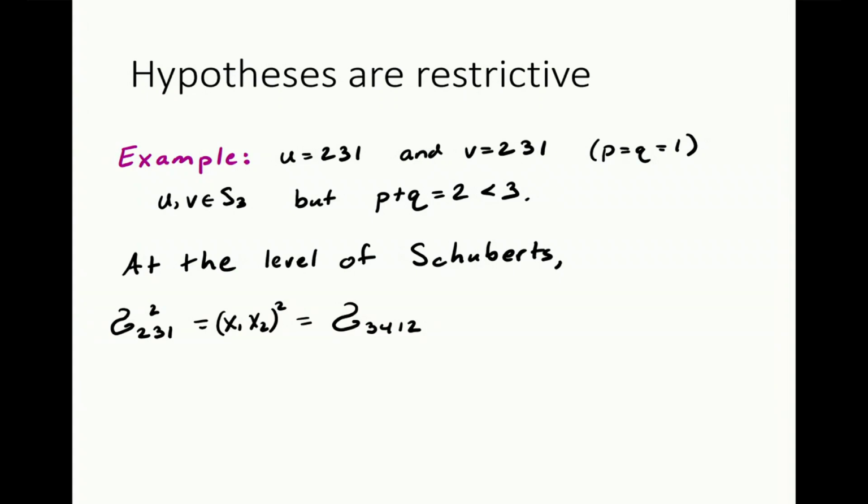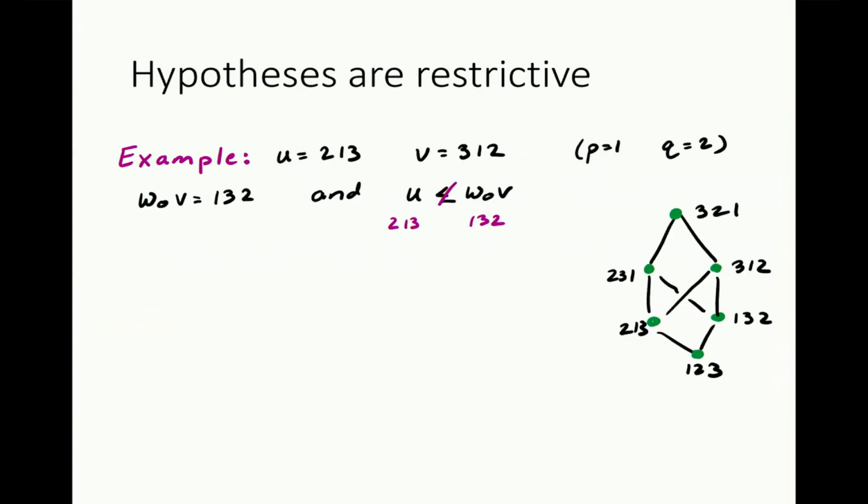And again, at the level of Schubert polynomials, we even run into another problem. When we multiply these two Schubert polynomials, in this stabilization picture, we end up with a Schubert polynomial indexed by a permutation in S4. And so we can't ever pick up that corresponding Littlewood-Richardson coefficient if we just pretended that 231 was 2314 instead. So that's a little sad. There's another way that the hypotheses are just kind of too restrictive for us.